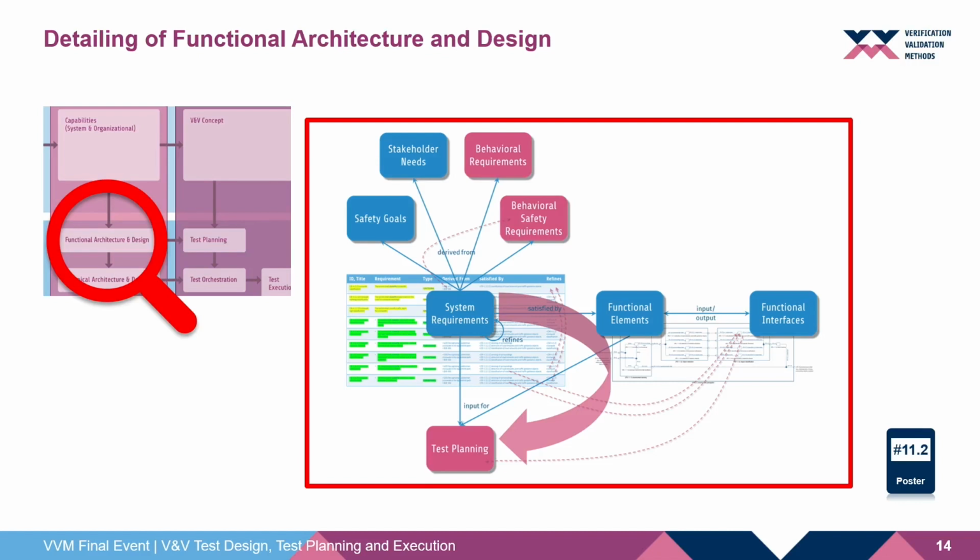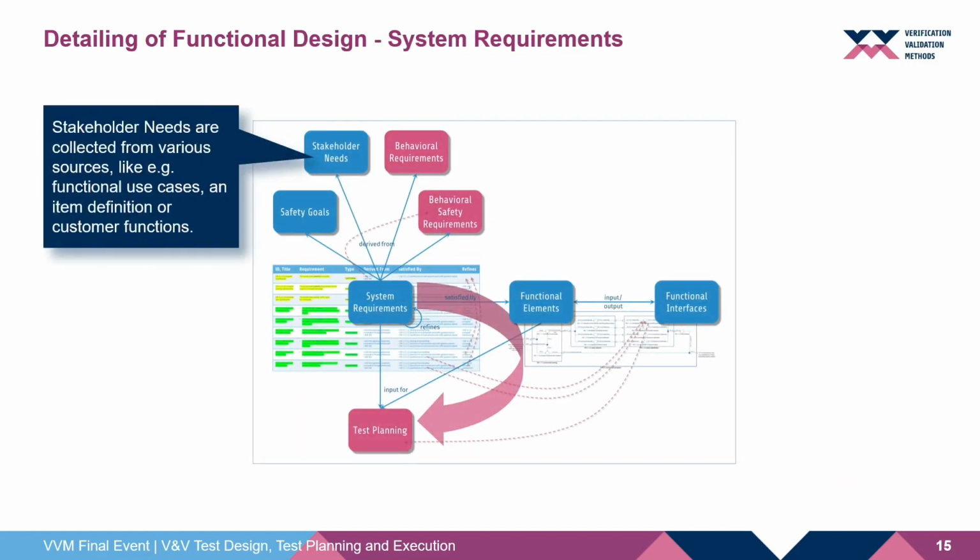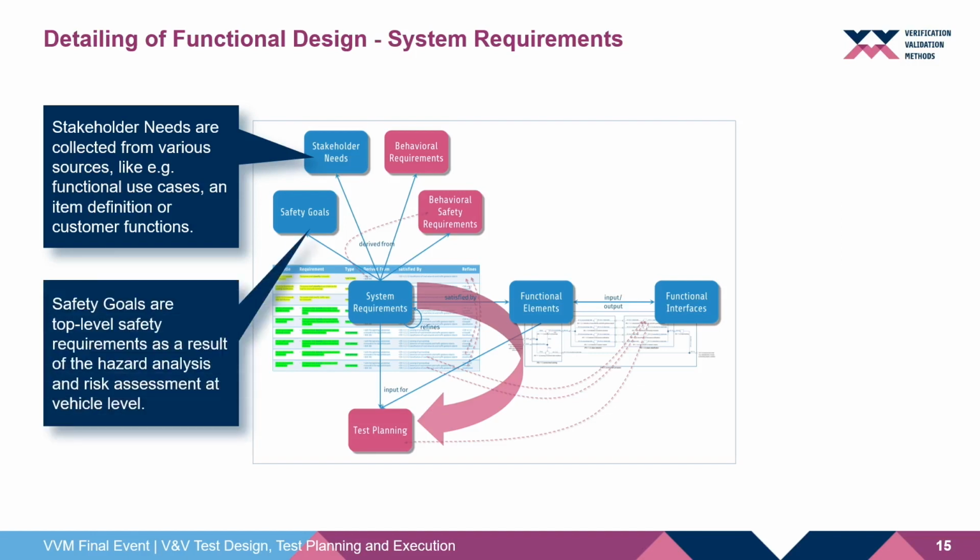But what you finally see here in this red box, I will talk about this now, is we have several needs. For example, we have the stakeholder needs that are collected from various sources and that are important in order to derive the system requirements. Also, we have safety goals, which I've been talking about some minutes ago. And these are the top-level safety requirements as a result of the hazard analysis, which come into play here.